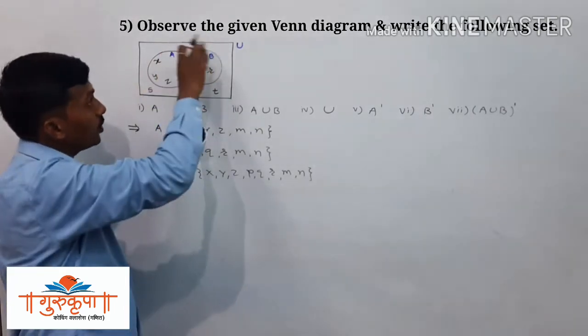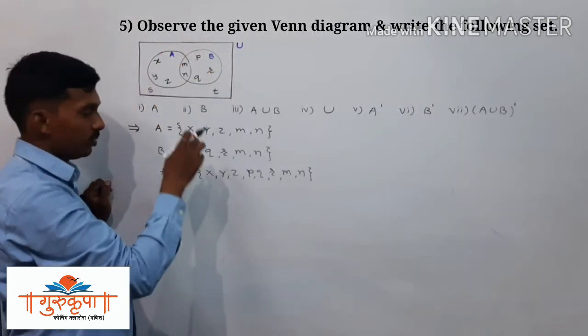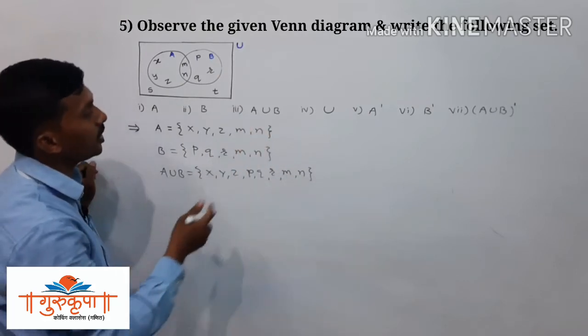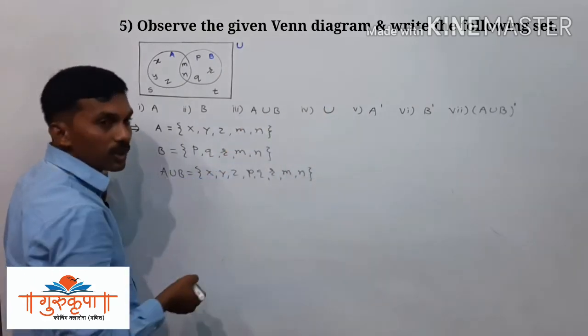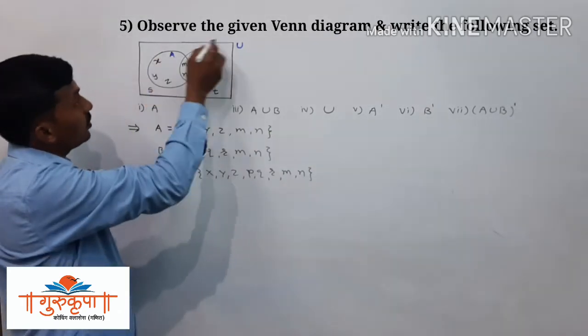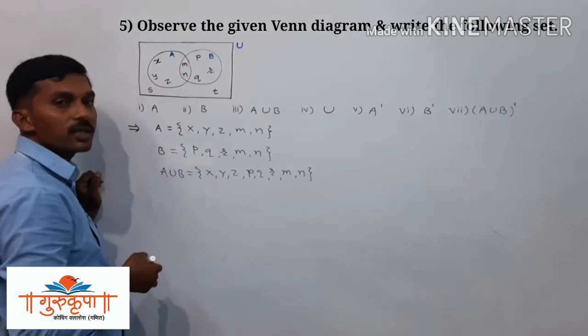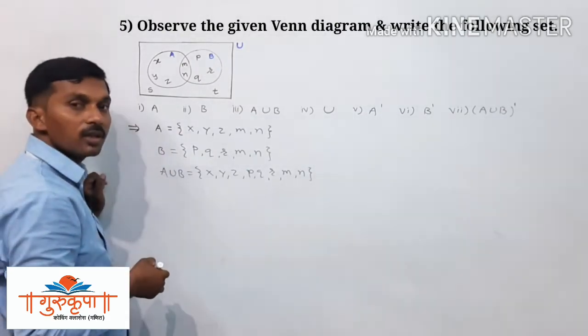All the elements in both the circles. So we write here all the elements in both the circles, that is A union B. Then we have to write the universal set. See, this is the universal set. Generally in a Venn diagram the universal set is represented by a rectangle.